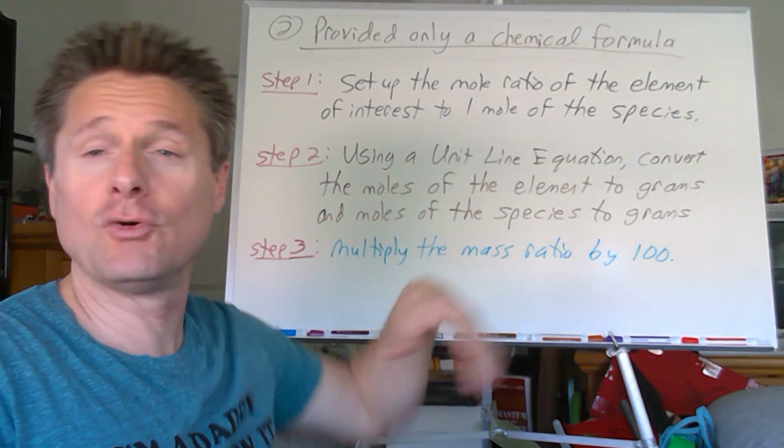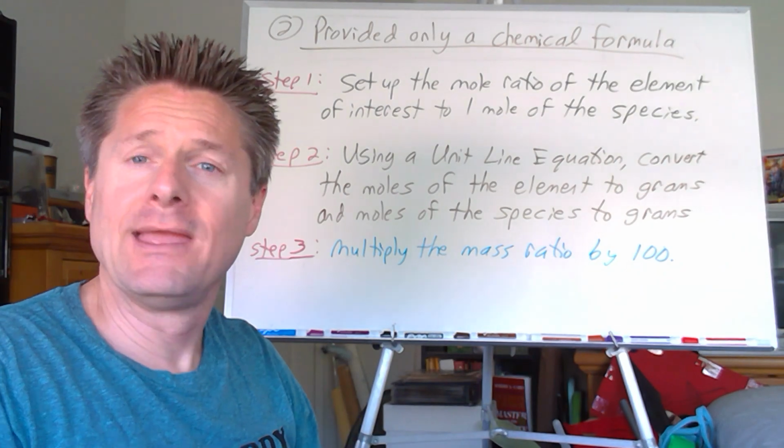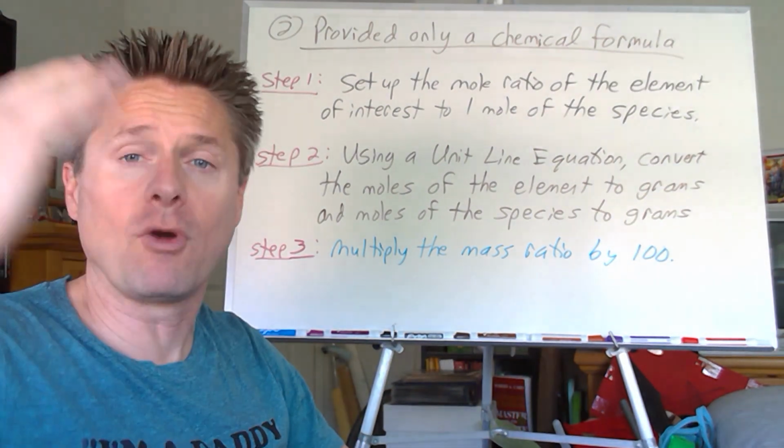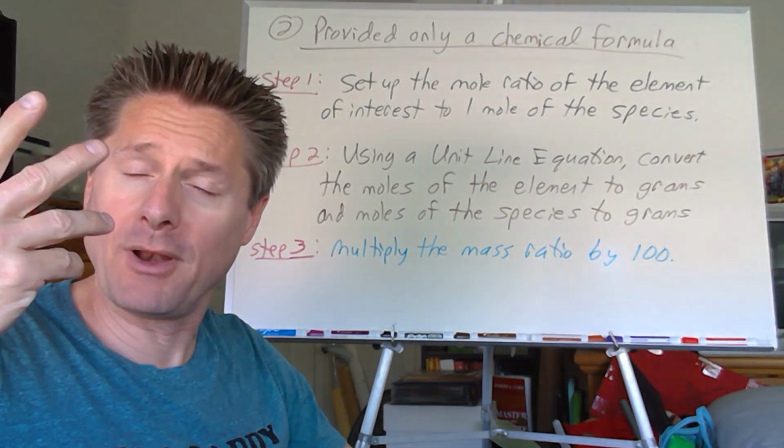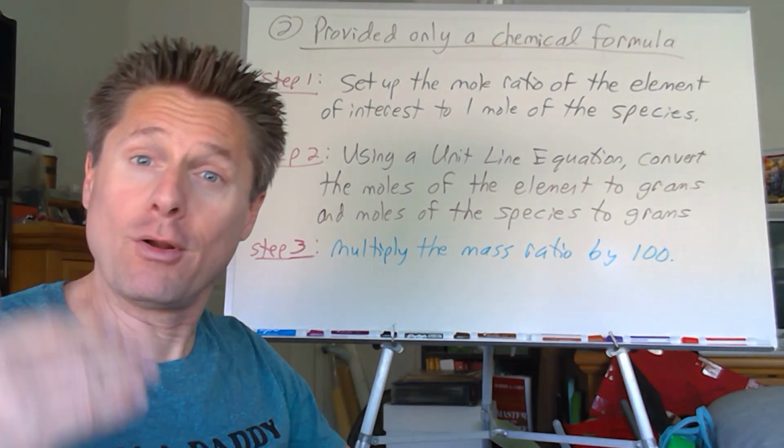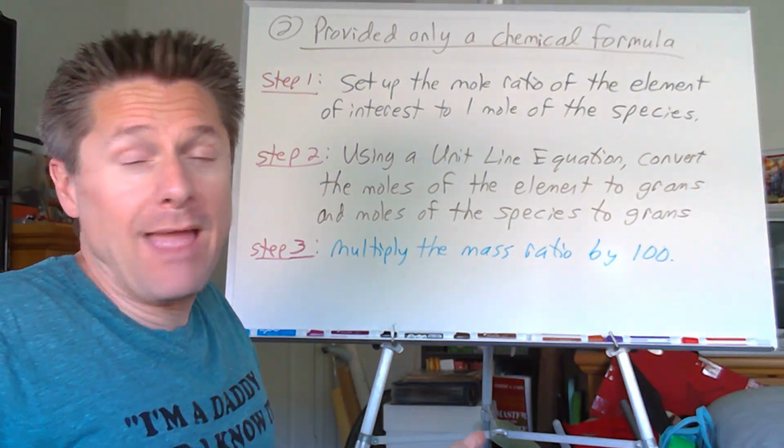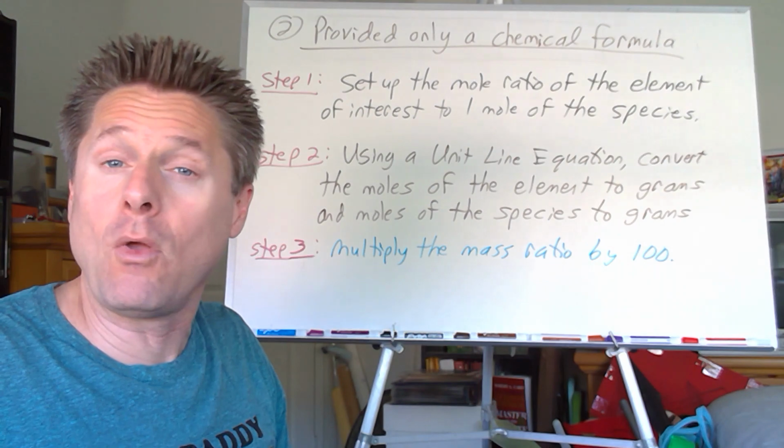So you always just assume 1 mole of the whole thing, stick it in the bottom, and put however many moles from the chemical formula of that portion of it on the top in the numerator. That's the mole ratio, part over whole. We don't have gram data, so we can't do it in grams. We do it in moles.